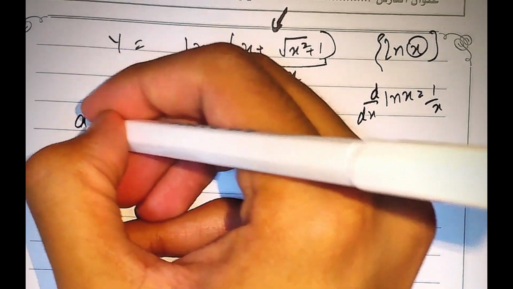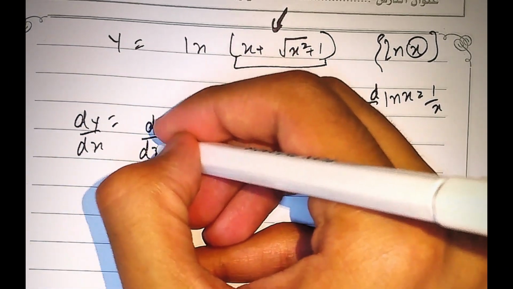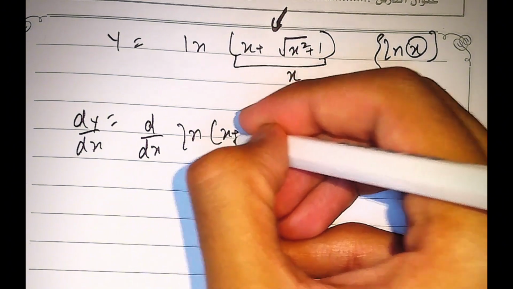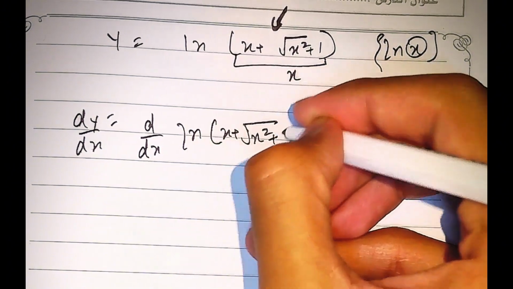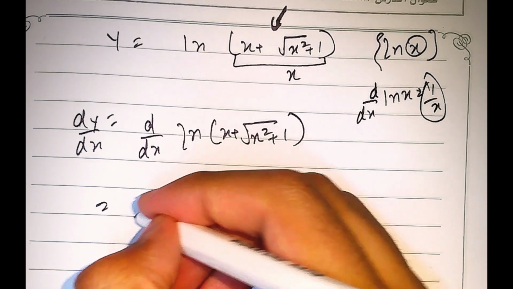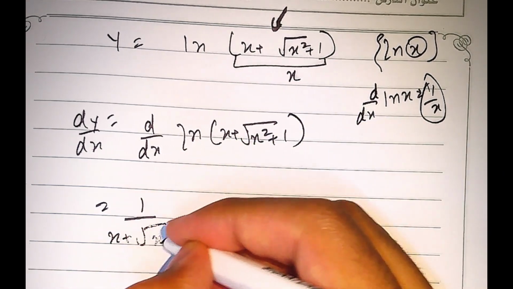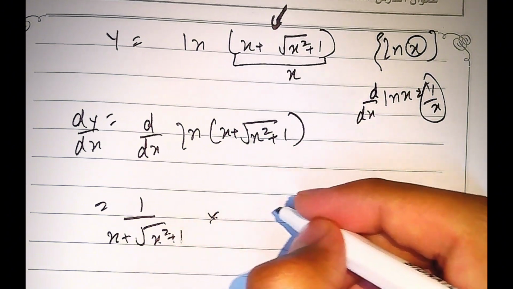First of all, let's just apply the differentials on both sides of the equation. We are left with d by dx log of x plus square root of x square plus 1. So according to the formula 1 divided by x, instead of writing x, we can write 1 divided by x plus root of x square plus 1 multiplied by the derivative of the function.